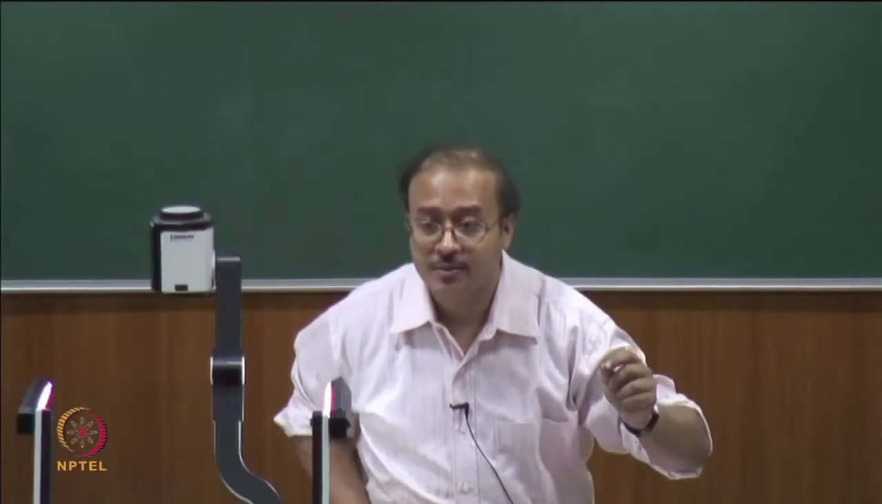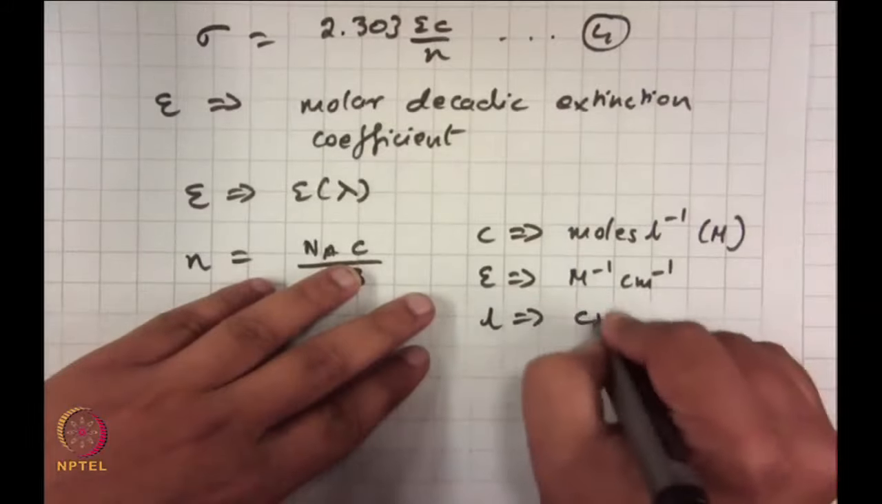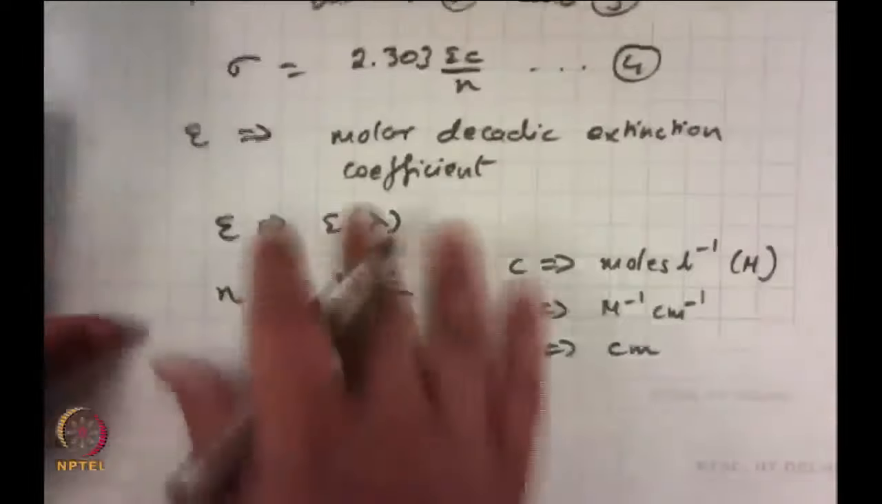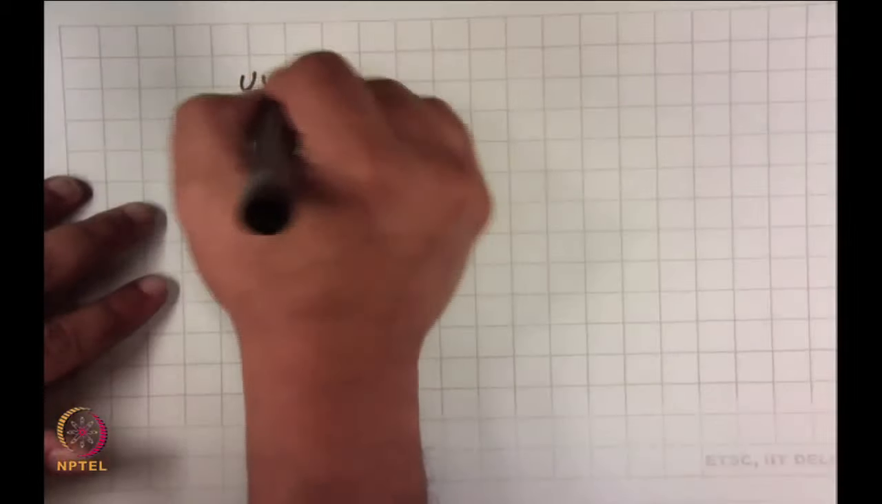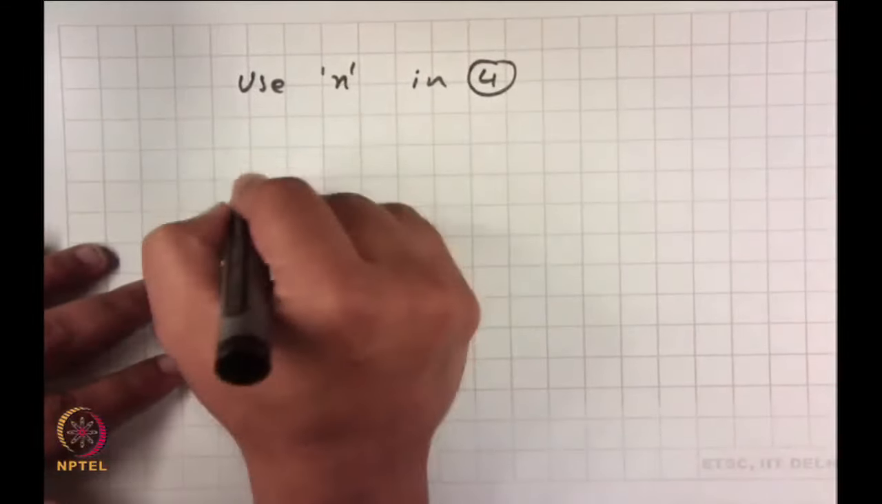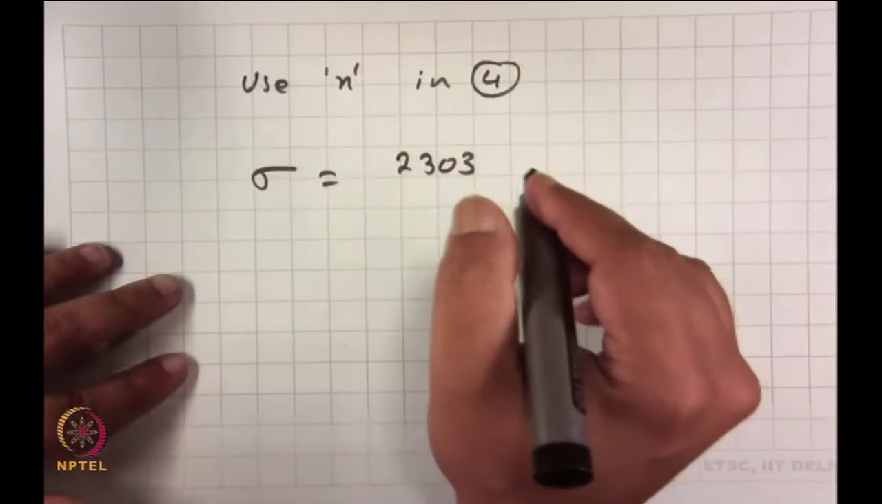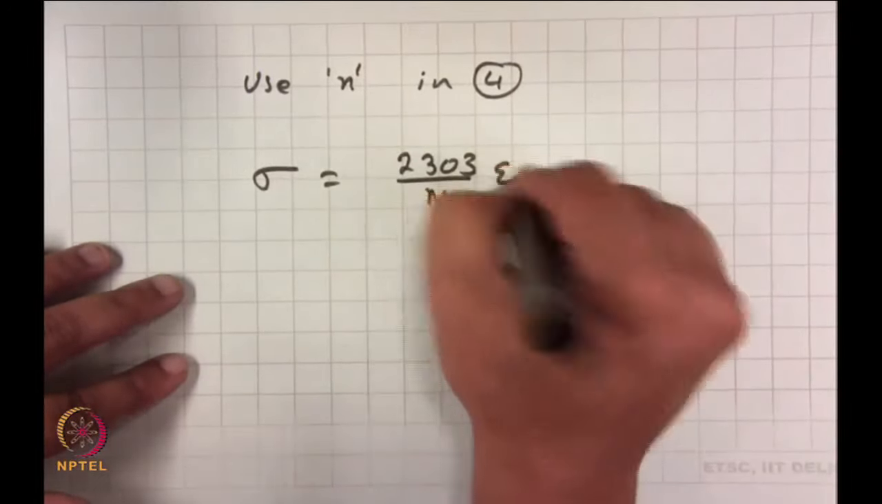What I did not mention was, because your volume is in centimeter cube, your L has to be in centimeter, right. So, that means I can also write your L is in centimeter. Okay. So, finally, based on this, if you use this value of n in 4, what you get is sigma will be equal to 2303 over N A times epsilon.